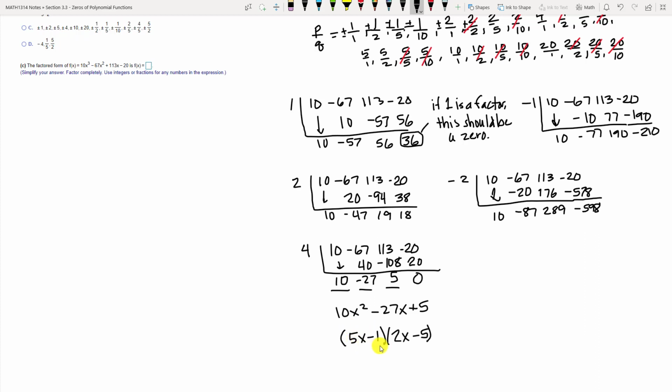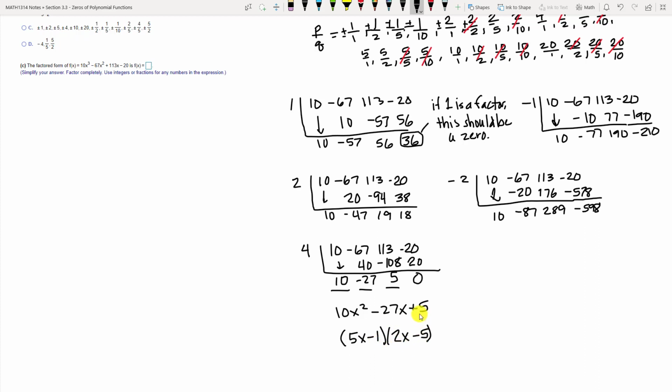So I factored it into 5x minus 1 and 2x minus 5. Again, if you want to check factoring really quickly, just multiply everything back out and see if it works. 5x times 2x is 10x squared. 5x times negative 5 is negative 25x. Negative 1 times 2x is negative 2x, so negative 25x and negative 2x is negative 27x. And of course, negative 1 times negative 5 is positive 5.